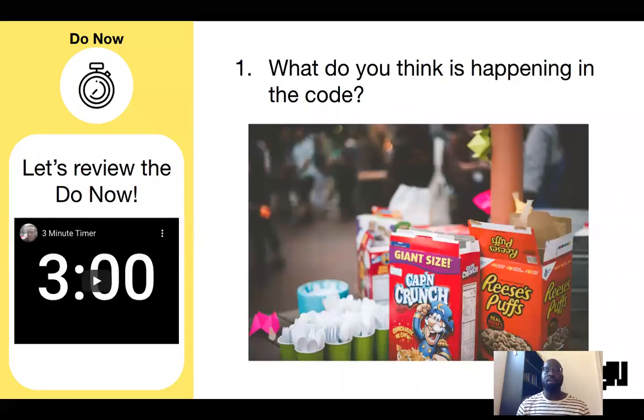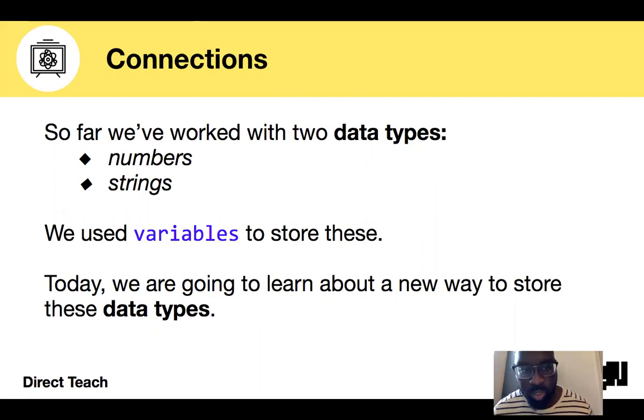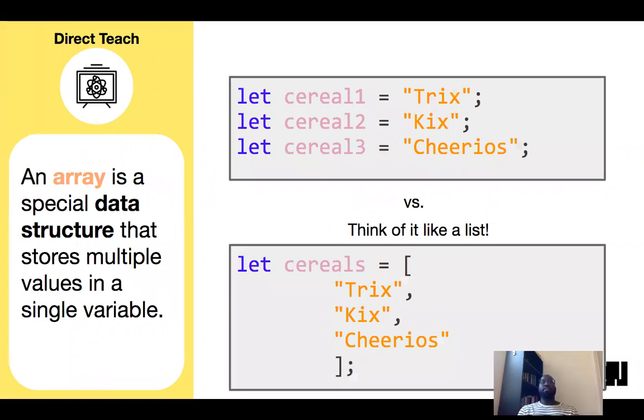So we kind of went over the do now. What do you think is happening in the code? Think about that as we go through this lesson. So far we've worked with two data types, right? We have our numbers and our strings. We've used variables in the past to store these. So today we're going to learn about another way to store these data types, and that is through arrays.